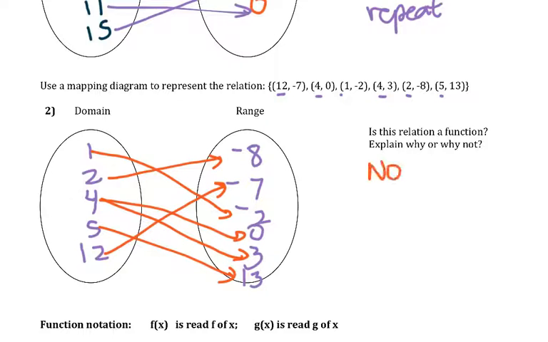So this one is not a function, and we're going to say because the domain repeats, and that's because of the 4. The 4 is going with both 0 and 3.